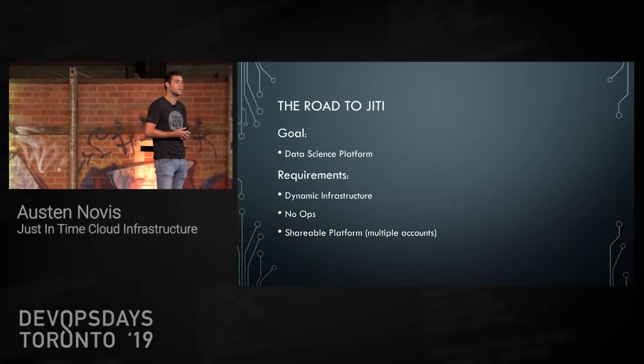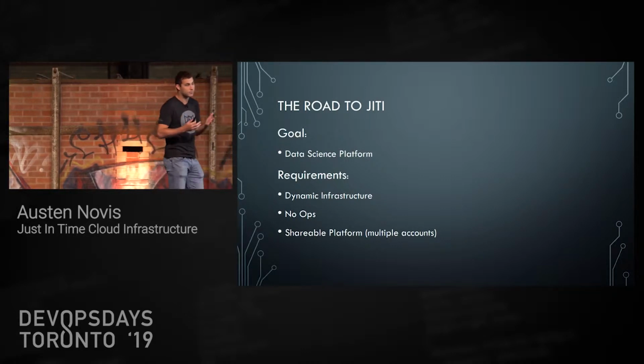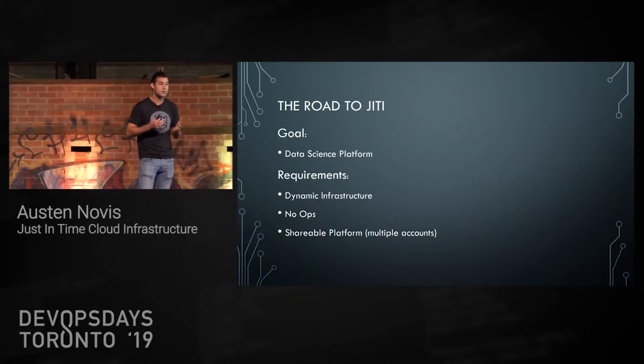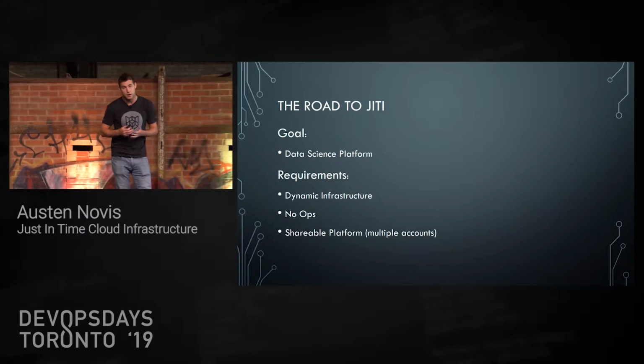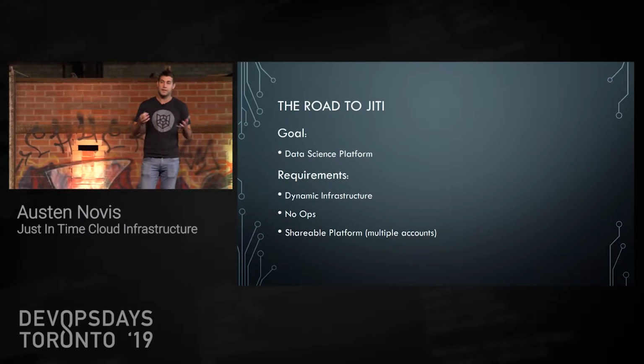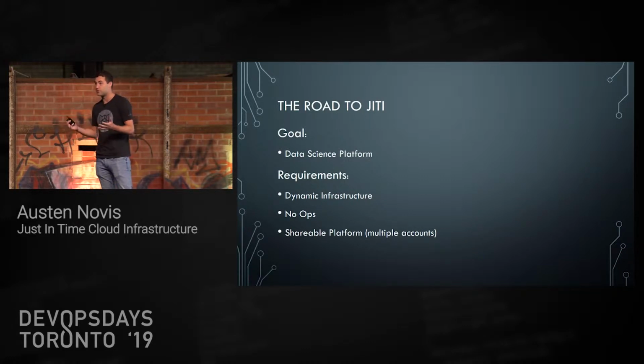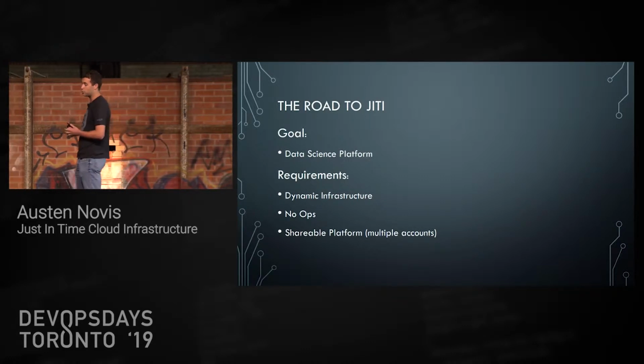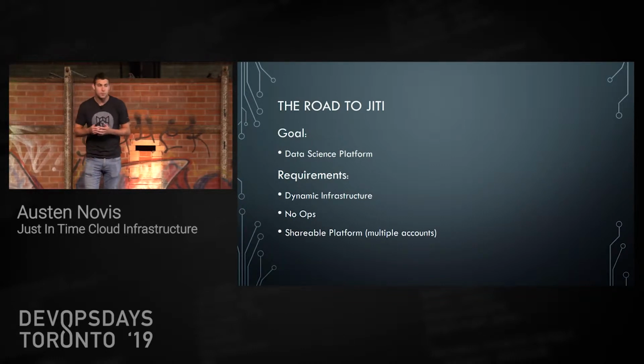Before we started building, we determined a couple of requirements we would have to solve for in order to be successful. The first was dynamic infrastructure. We wanted the data scientists to have really customizable and personalized infrastructure for their unique needs. So we wanted them to be able to interact directly with the underlying infrastructure and have a lot of control.